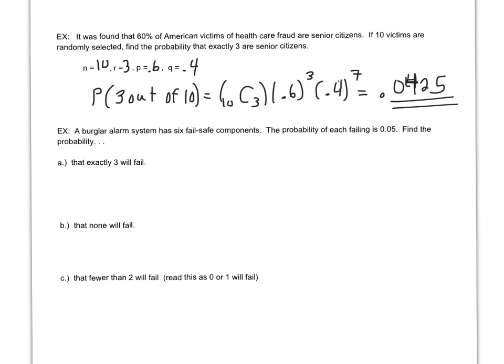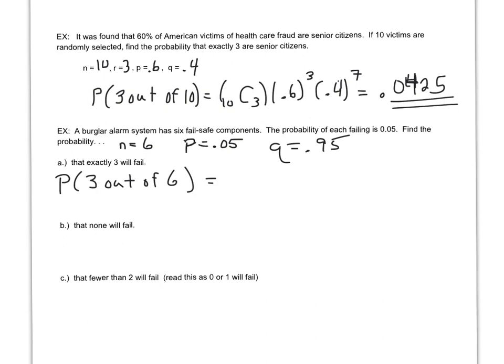Okay, let's go ahead and look at another example. This says a burglar alarm has 6 fail-safe components, so we know N is 6. The probability of each failing is 0.05, so our P is 0.05. And our Q is going to be 0.95. This first example says, what is the probability exactly 3 will fail? So I'm going to write that as the probability 3 out of 6 fail.